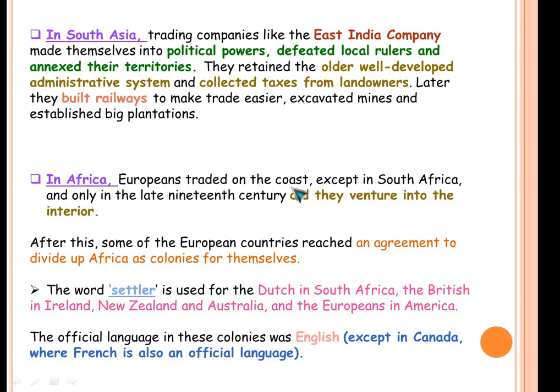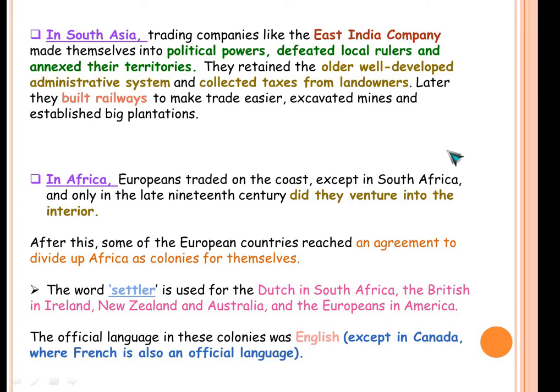Now, in Africa, except South Africa, Europeans traded on the coast. They were not very confident to enter the interior parts. They only traded with the coast except South Africa. And later you can see that the European countries reached an agreement where they wanted to divide Africa as colonies for themselves. They started cutting the place into colonies for themselves.